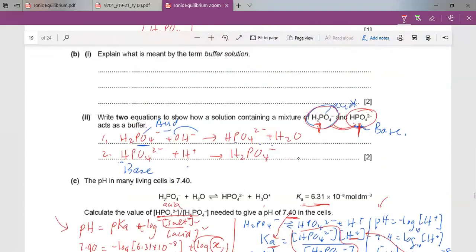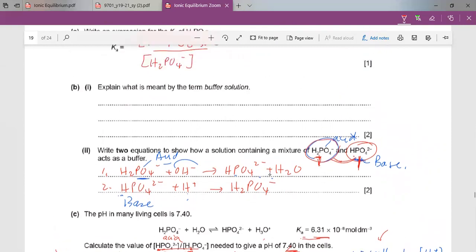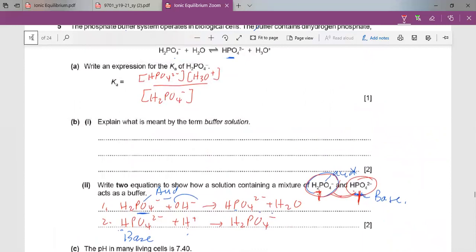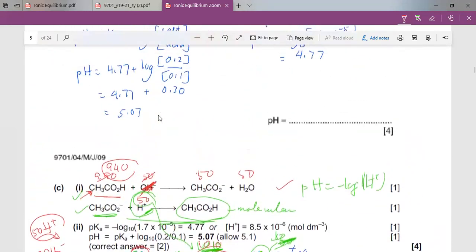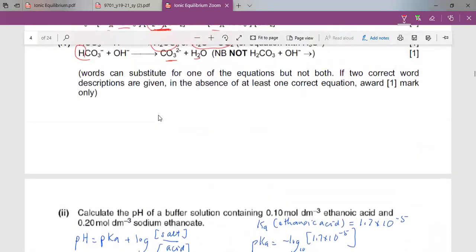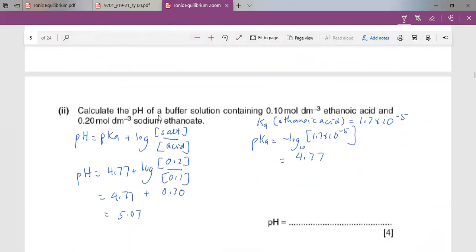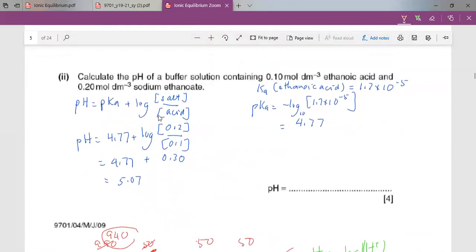We've done this one here. Now I've finished all this phosphate already. Now let's look at another one, which is your carboxylic acid. This is the common one which we talk about. Page 5, let's start with the first one here. Calculate the pH of a buffer containing ethanoic acid. See, this is the common one.